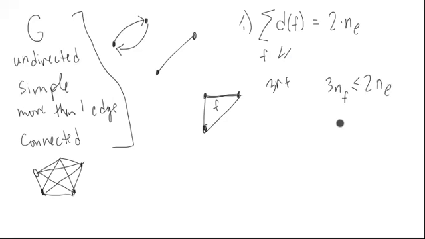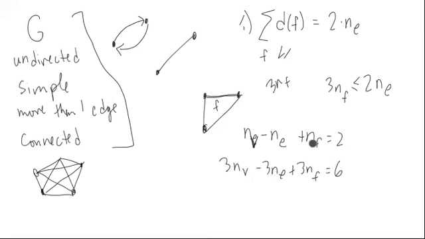Now, let's take a look at Euler's characteristic formula, which is in another video: NV minus NE plus NF is equal to 2. Now let's play with this equation a little bit. We multiply everything by 3. And then let's move the 6 over to that side, and move the other guys over there.